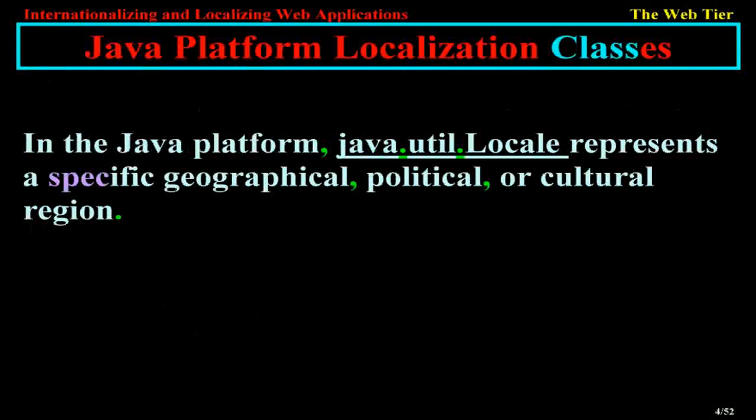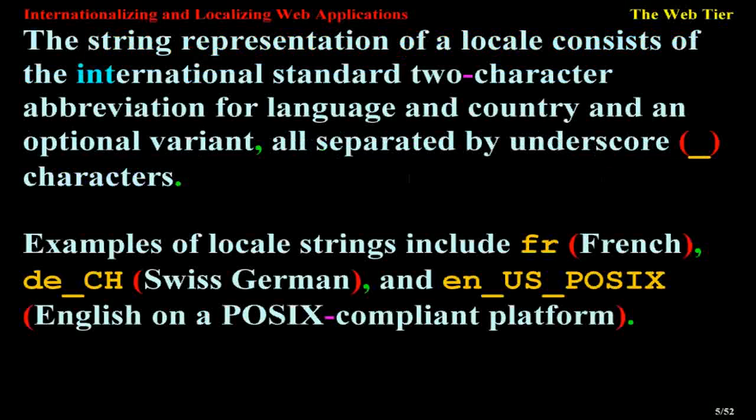Java Platform Localization classes. In the Java Platform, java.util.Locale represents a specific geographical, political, or cultural region. The string representation of a locale consists of the international standard 2-character abbreviation for language and country and an optional variant, all separated by underscore characters. Examples of locale strings include fr_FR French, de_CH Swiss German, and en_US_POSIX English on a POSIX compliant platform.